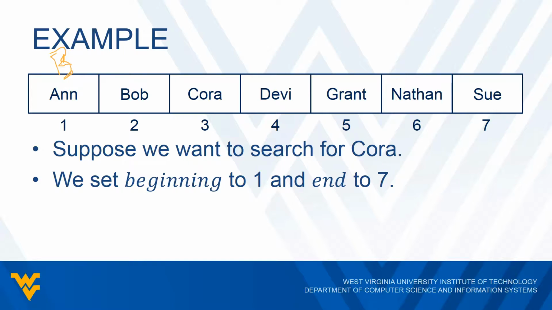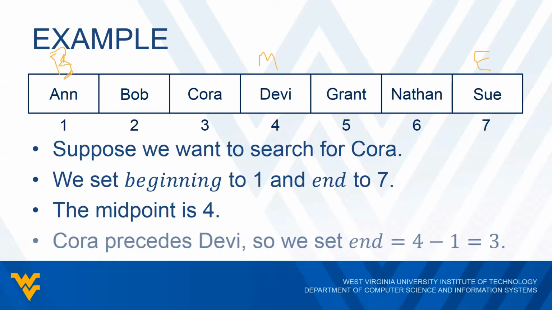And then we're going to set end over here. So there's our beginning at 1, our end is at 7. So our midpoint is going to be at 4, right in the middle. So here, Cora is not Devi, so we haven't found the name yet, but Cora precedes Devi, or it comes before Devi. So we're going to set end to 4 minus 1, which is 3. So we're going to set our endpoint to right here, and we're going to eliminate this whole portion of our list.